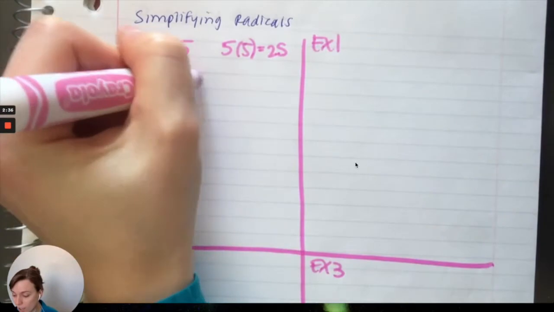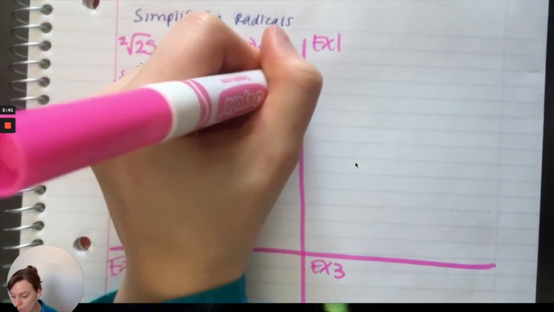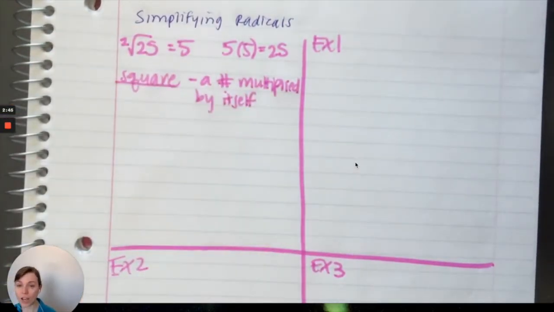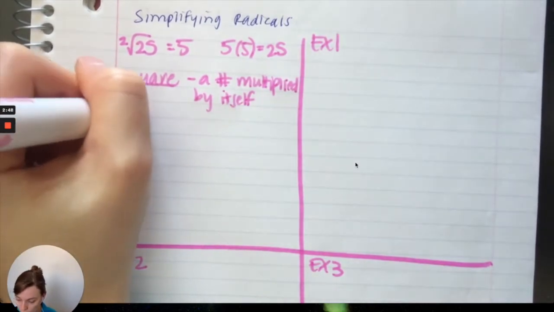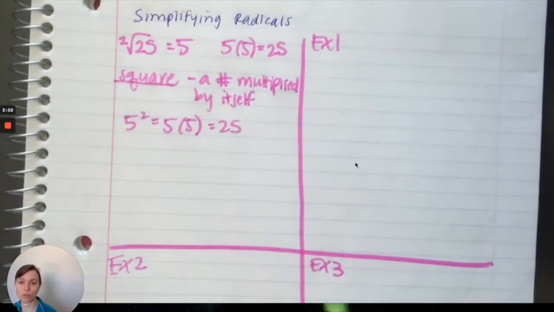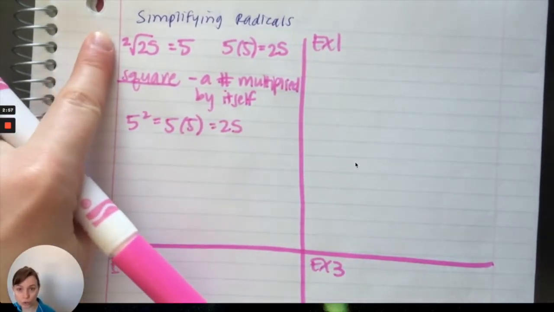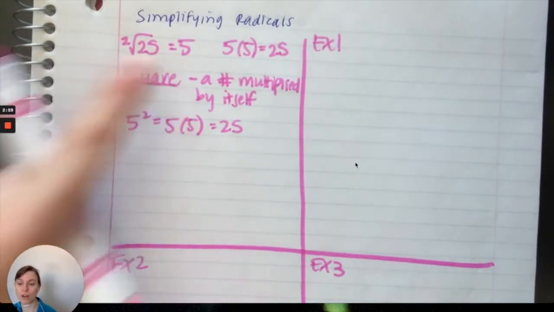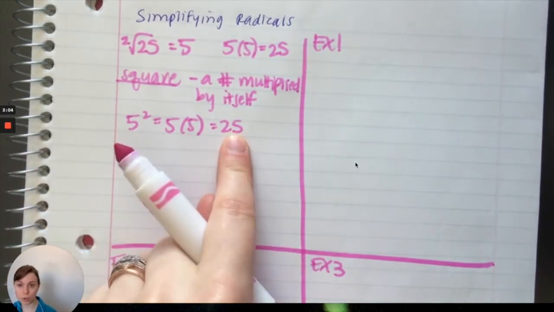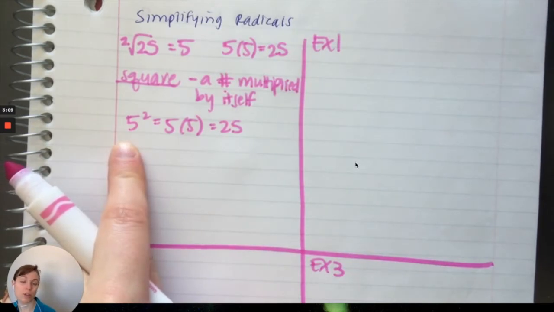So a square is a number multiplied by itself. So 5 squared is 5 multiplied by 5, which is 25. So 5 squared makes 25, and thus the square root of 25 would be 5. So they're inverse operations from each other. If I square something, I'll end up with a square, but if I square root that square, I end up with the original number, which was 5.